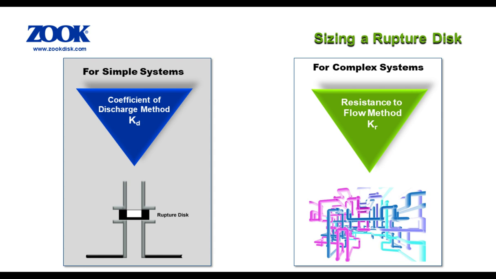Our second sizing method is resistance to flow and differs from coefficient of discharge because it considers all piping components in the relief system. The KR value of each component is added to develop a total K value for the system. The system K is then used to calculate the capacity of the entire relief system. Sounds simple, but a complete knowledge of the full relief system is a must. Typically, this method is used when the coefficient of discharge method does not apply.